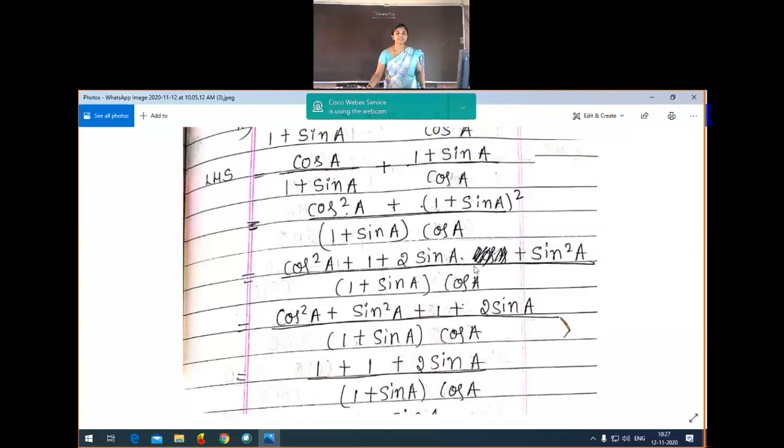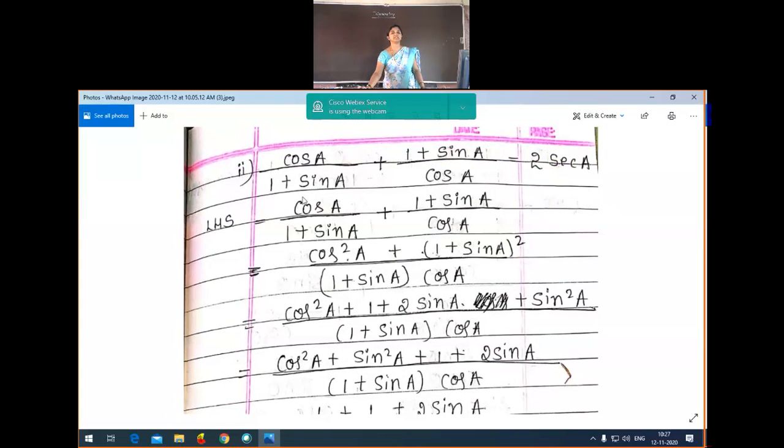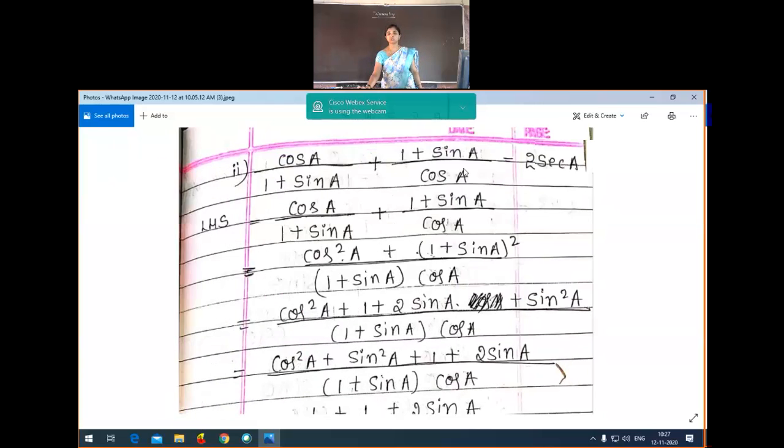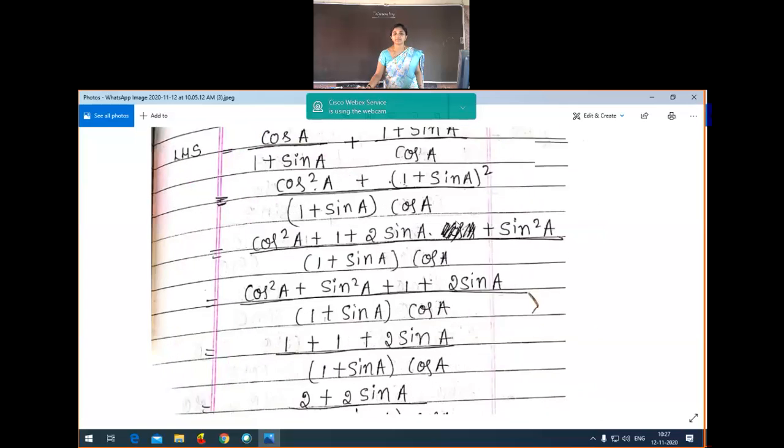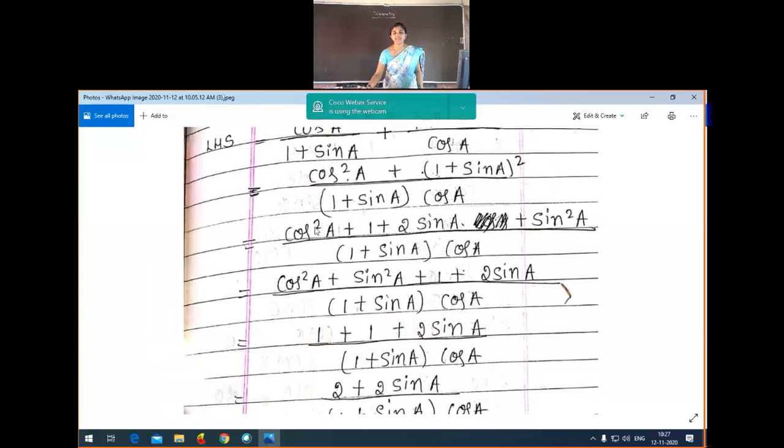Yes, we'll continue. See, we are discussing the second question. Cos A divided by 1 plus sin A plus 1 plus sin A divided by cos A is equal to 2 secant A. So we have to start the problem with LHS. Just by taking the LCM we have to add these two. So 1 plus sin A into cos A is the denominator. Then here cos square A plus 1 plus sin A whole square. So in the next step keep this cos square A as it is plus 1 plus sin A whole square.